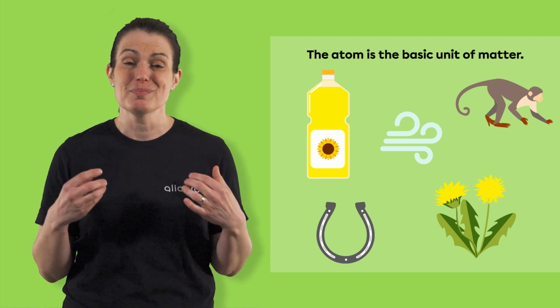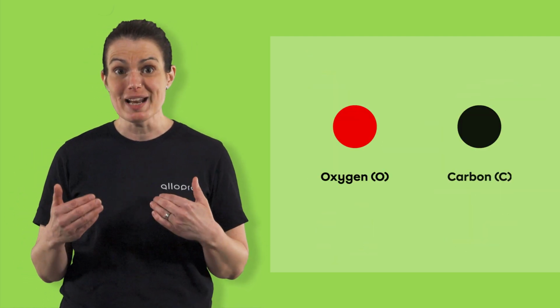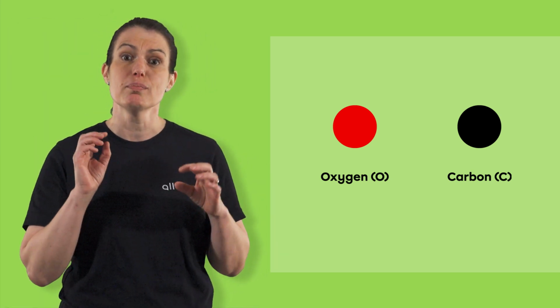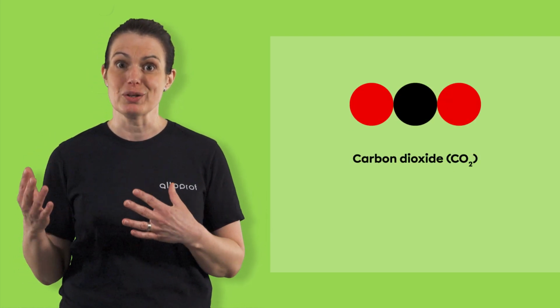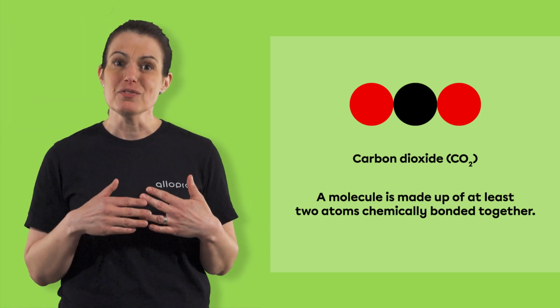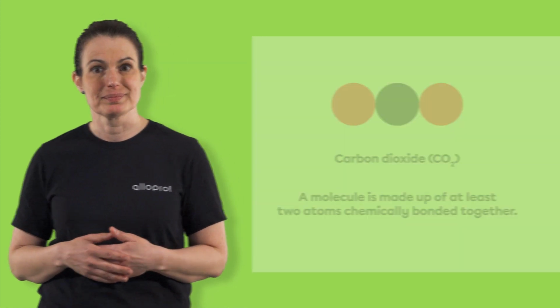An atom is represented by a colored ball. Here, the oxygen atom is represented in red and the carbon atom in black. Some of these atoms combine to form molecules. For example, 2 oxygen atoms combine with a carbon atom to form carbon dioxide molecule. It's also known as CO2. A molecule is therefore made up of at least 2 atoms that are chemically bonded together.